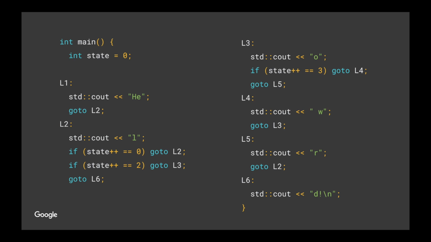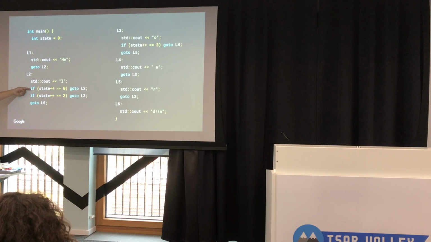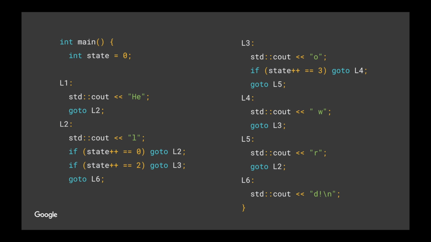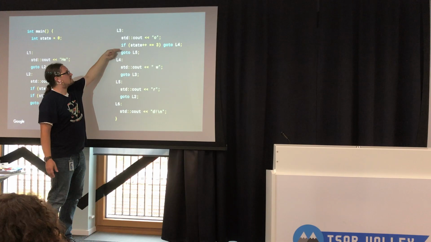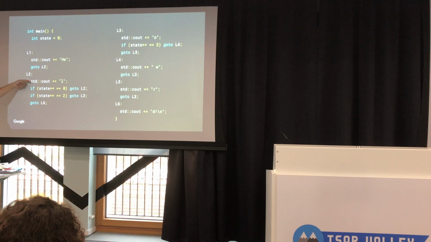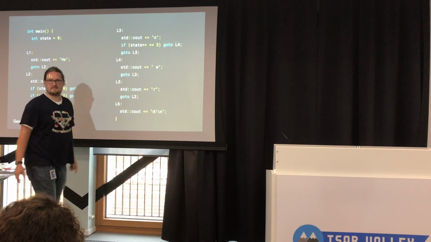So this also prints Hello World, just in a very contrived way, because it wants to use gotos, right? So this starts at the top here and prints HE, then goes to label 2, which will print the L, and then as the state is still 0, it will go back, print another L. Now the state is actually 1, here the state is 2, so it will go through label 3 and print the O. Now the state is still 3, so we go to label 4, print the W, go back to label 3 to print another O. Now the state is no longer 3, so we go to label 5 to print the R, then go back to label 2 to print another L, and then go to label 6 to print the D.